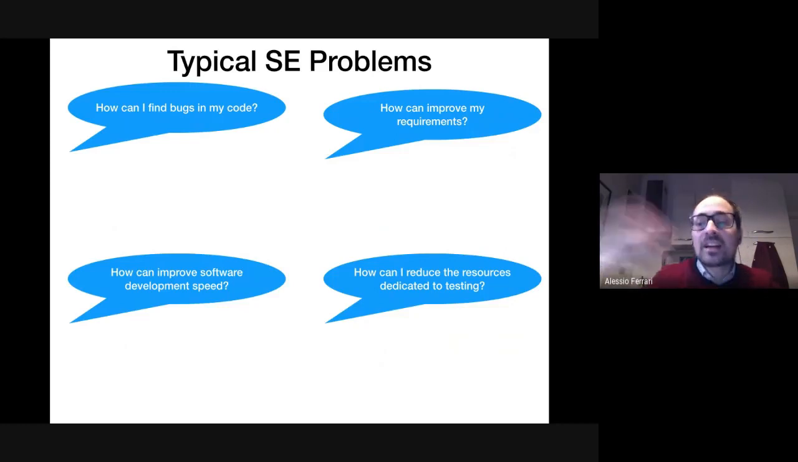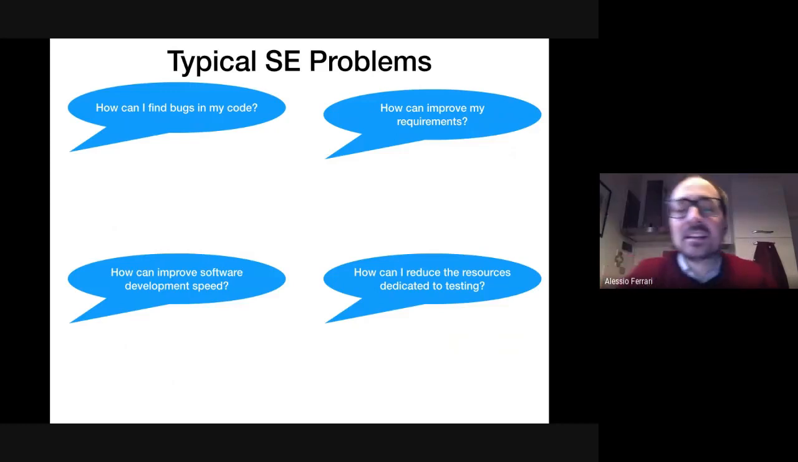Or another problem: how can I reduce the resources dedicated to testing? In my team, I have two developers and three people in testing, and these are needed to achieve code that doesn't have bugs. But I feel that I invest too much in testing, and I could invest more of the money in using people for developing. Using people is not a good word, but let's say in having people developing code instead of having them doing the testing activity. And these are typical software engineering problems, to give you an idea of what questions I can ask in that context.